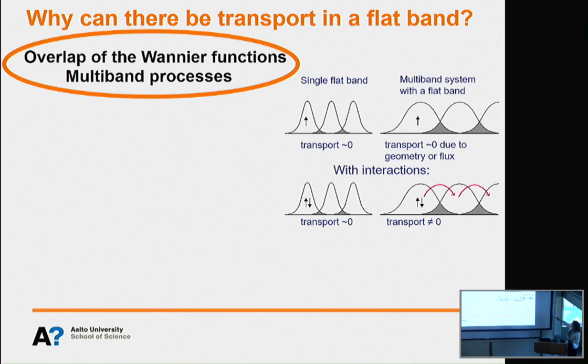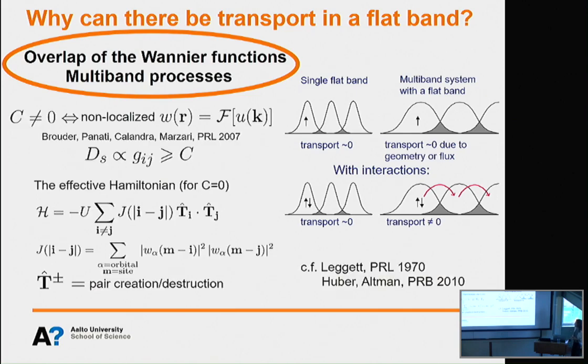But now in the multiband system, because you have large overlap of the Wannier functions, you get some kind of induced pair hopping, induced by interactions. And mathematically speaking, now it's easier maybe to understand the connection to the Chern number and so on, because it has been shown that if you have non-zero Chern number, then your Wannier functions cannot be localized. So this somehow guarantees this overlap of Wannier functions. These topological properties guarantee that, and that's needed.